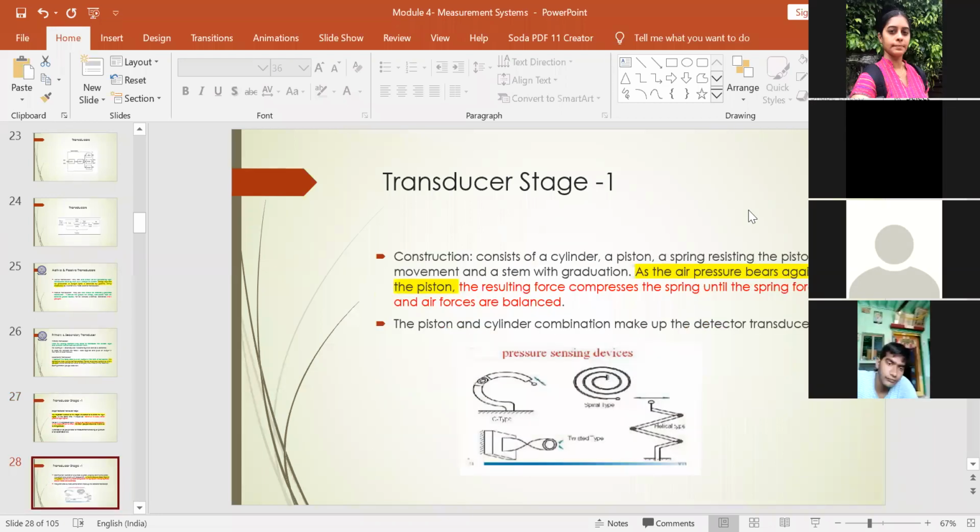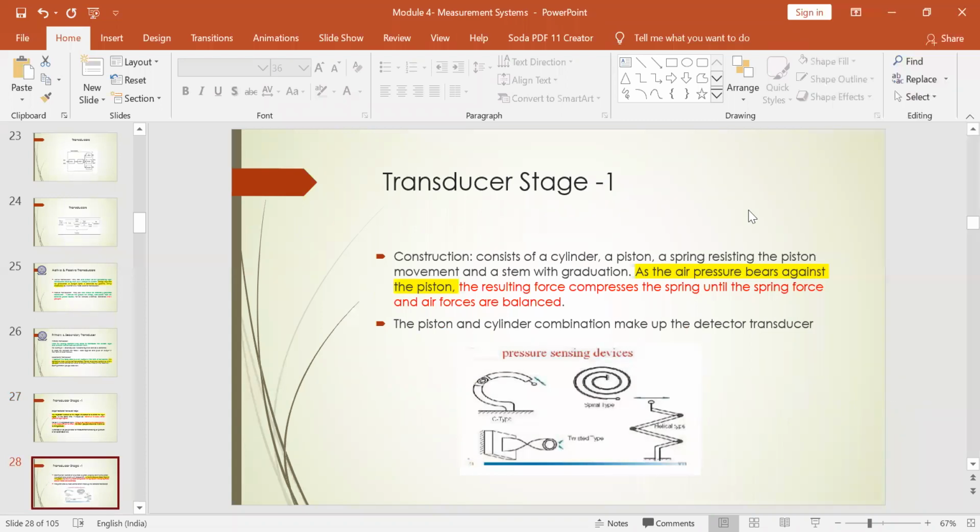So another one is the piston cylinder arrangement. So what happens here? You will have a spring resistance with respect to the piston movement, and you will have a stem associated with it. As the air pressure bears against the piston, the resulting force compresses the spring until the spring force and the air force are balanced. So this is how a piston cylinder combination works. So that could be used as a detector transducer. Okay, so detector transducer is again for our stage 1.